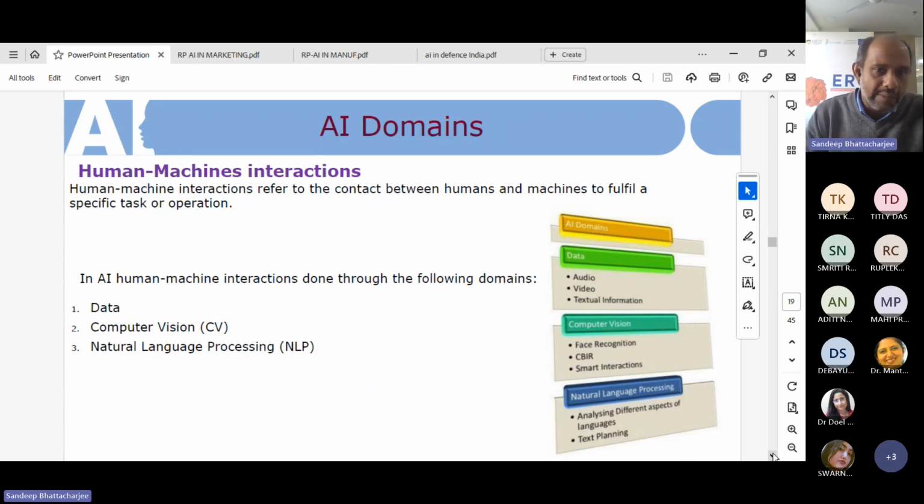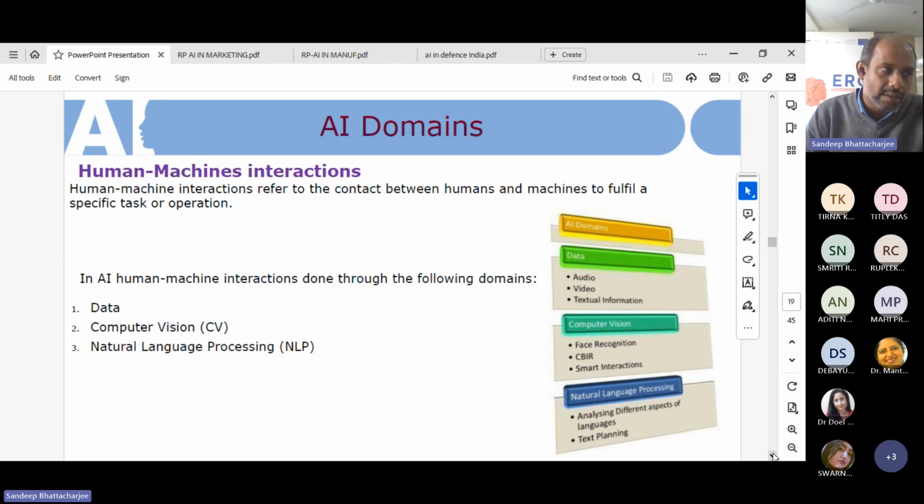Then you have NLP. I mentioned yesterday also, when a person is talking to another person, maybe both of them belong to different cultures and they speak different languages. So how is it possible to actually conduct a meaningful kind of communication between these two persons?